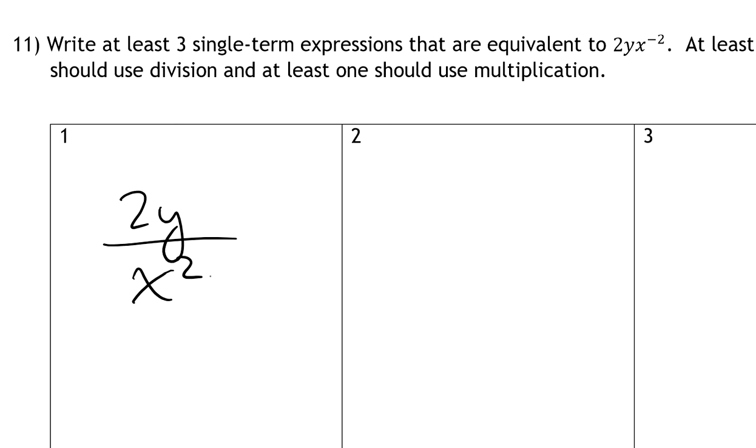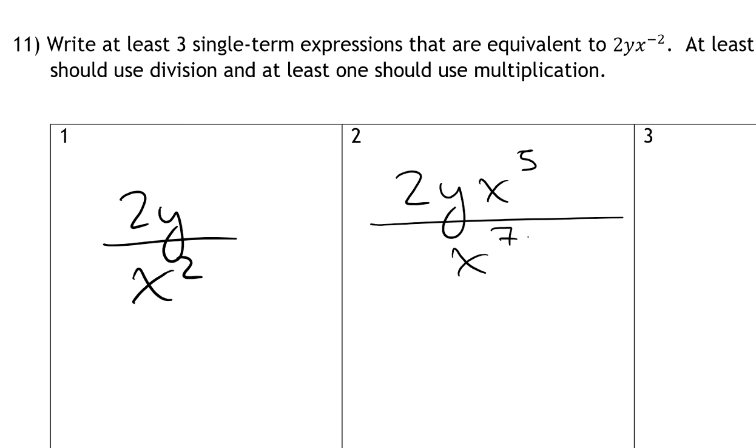From that, you could, for example, put 5 factors of x in both the numerator and denominator. So I could write this as 2y x to the 5th over x to the 7th power. That's a possibility, right? It's definitely equivalent. It's still 2y times x to the negative second power, but I've got a bunch more factors of x there.